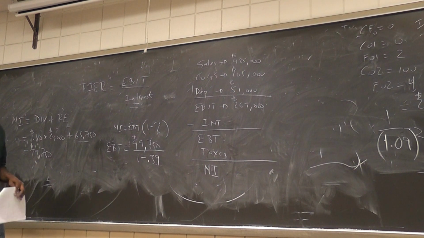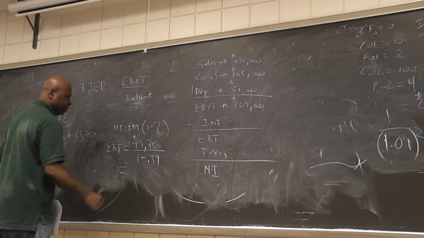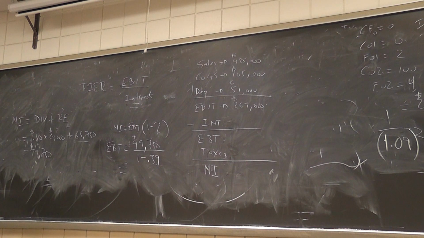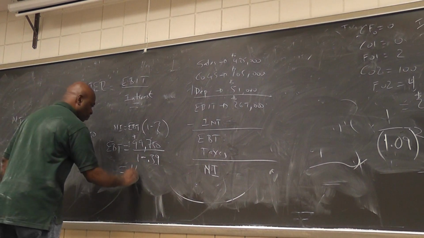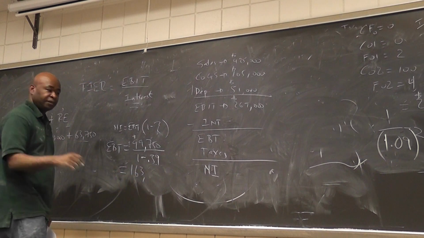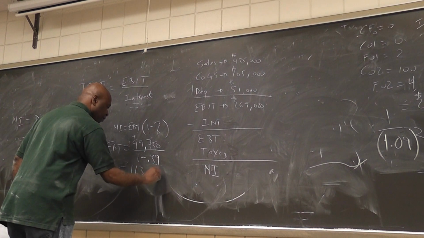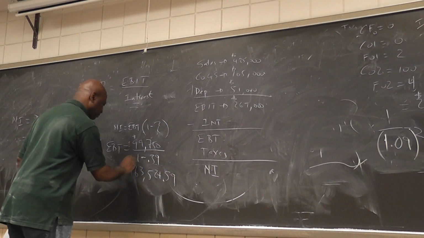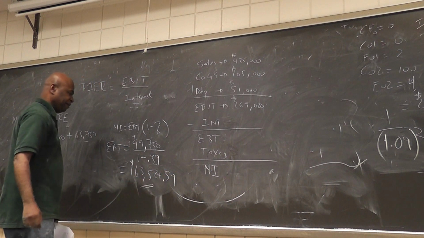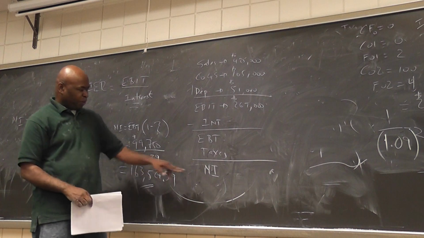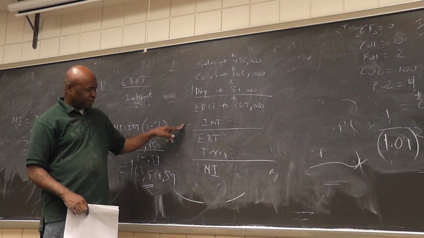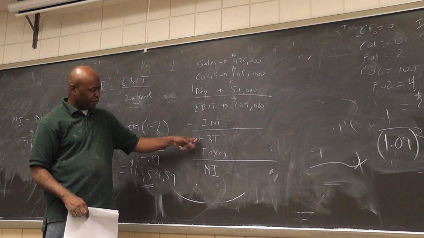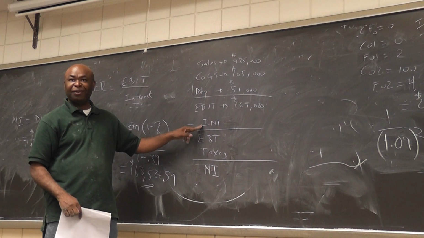So what is the earnings before taxes? 163,524 and 59 cents. We're almost there, right? See, now we're working backwards, right? We know this, we know this, now we can get the interest.